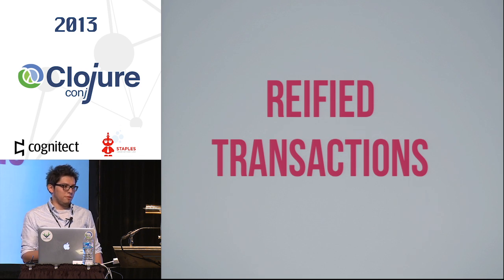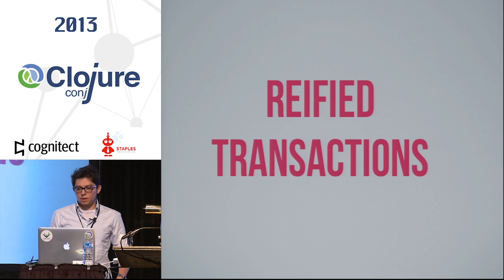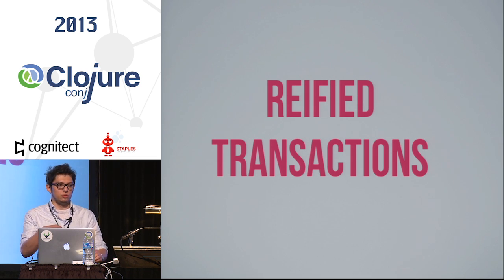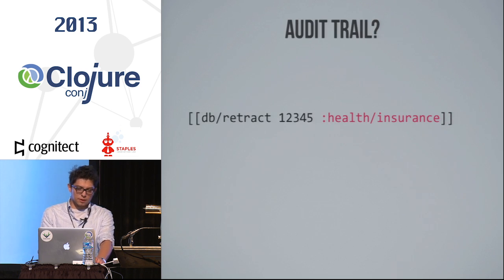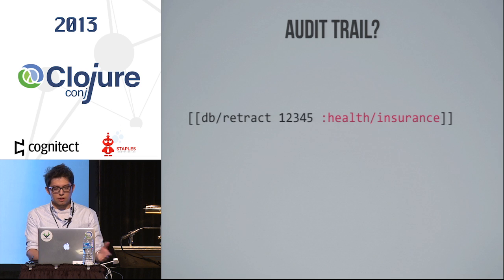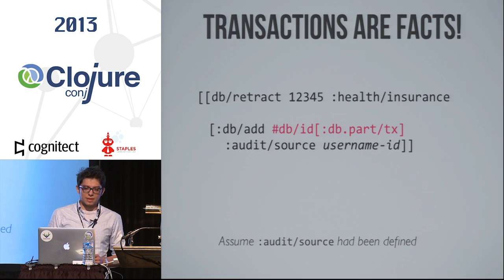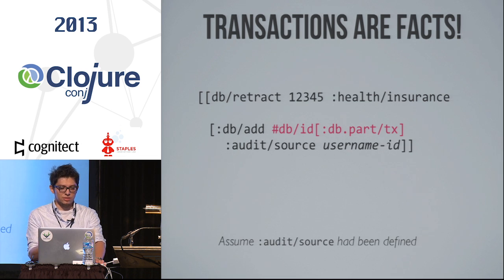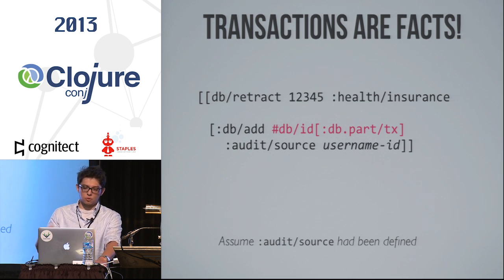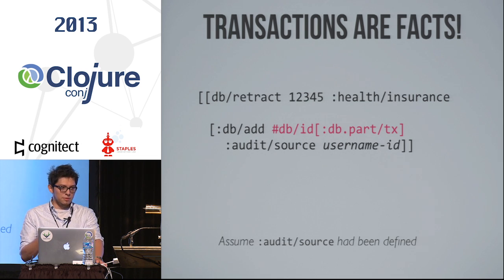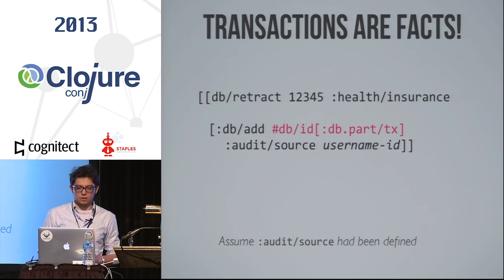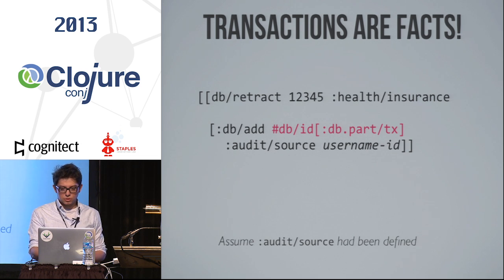Last, I want to talk very briefly about reified transactions, which is the ability to attach information to the transactions themselves. Imagine you have an audit trail, where you have someone retracting information from the database. Well, you probably want to know who did that, right? So you can instrument the code to add additional information to the transaction. In this case, it gives you back the username that is performing the operation, and it keeps an audit trail of which user retracted that information, and you can add a lot more information to it.